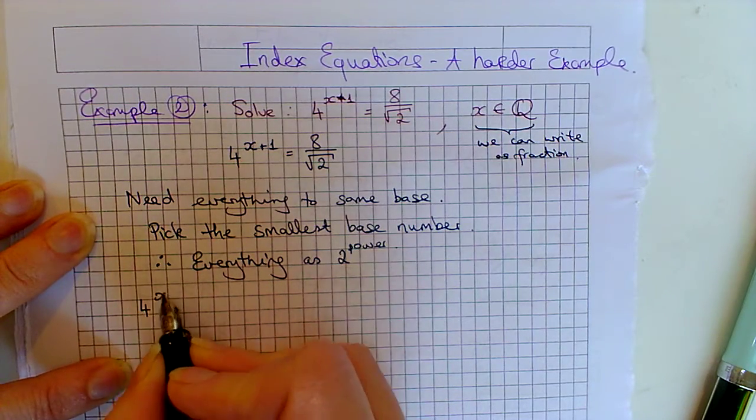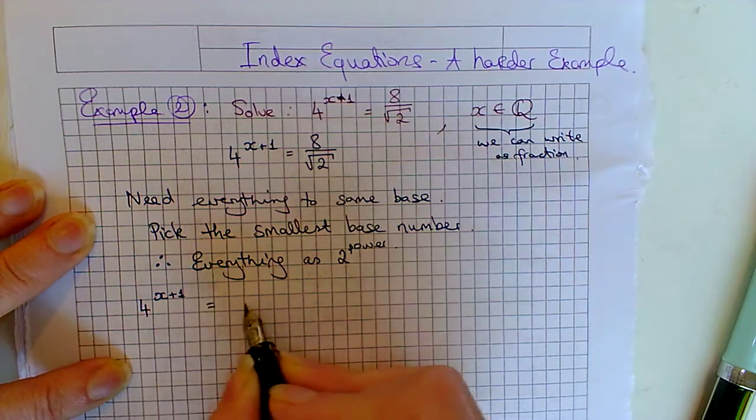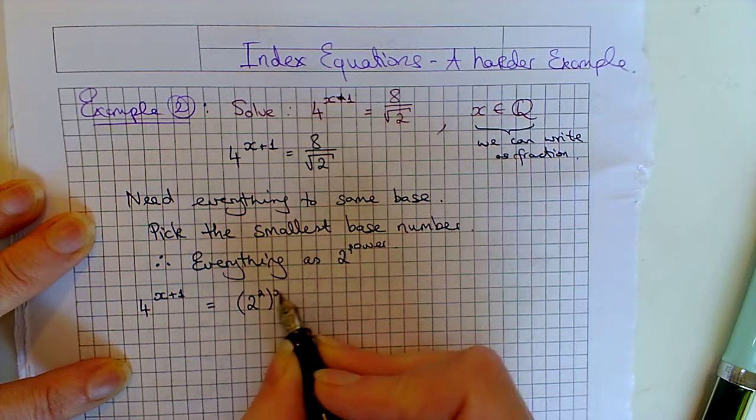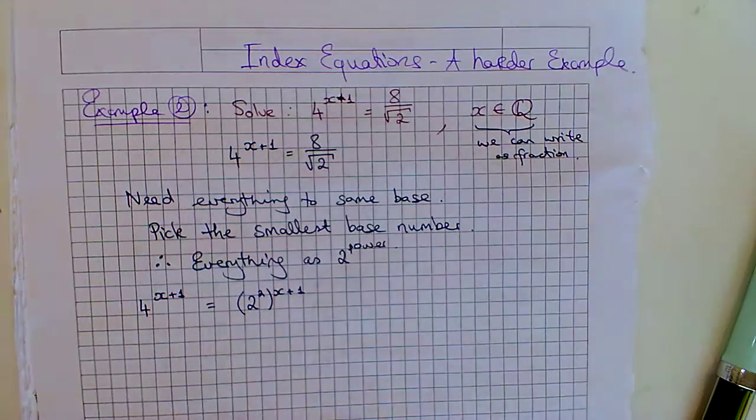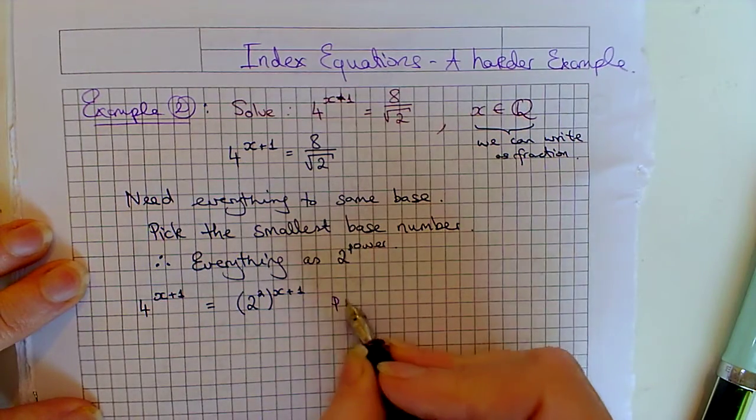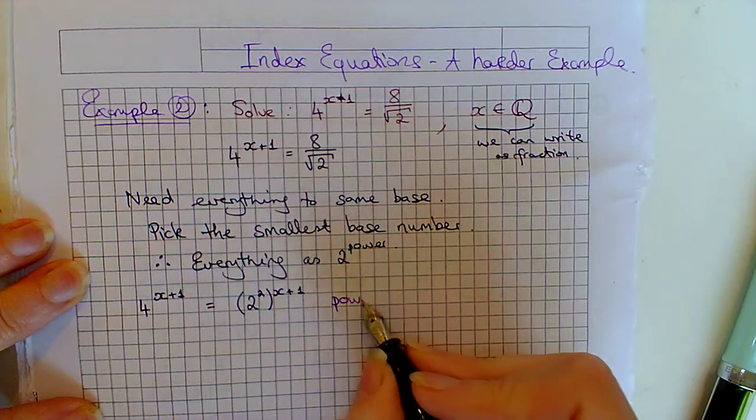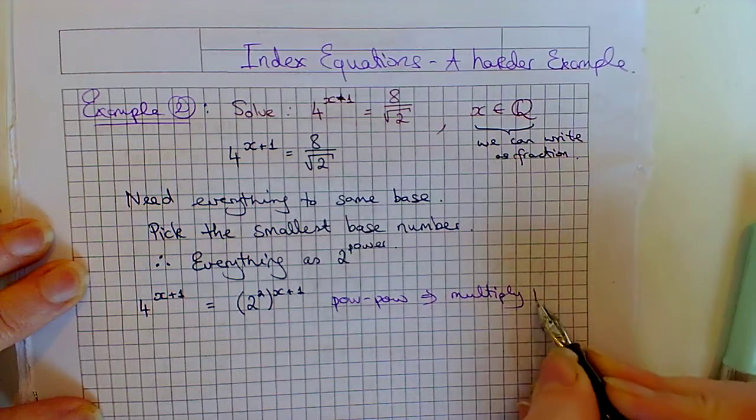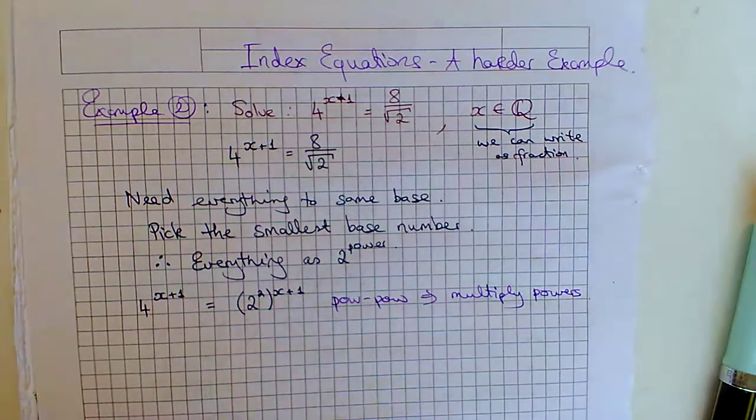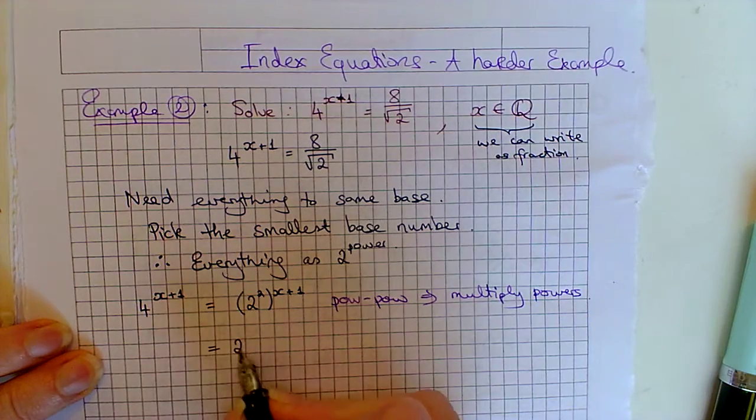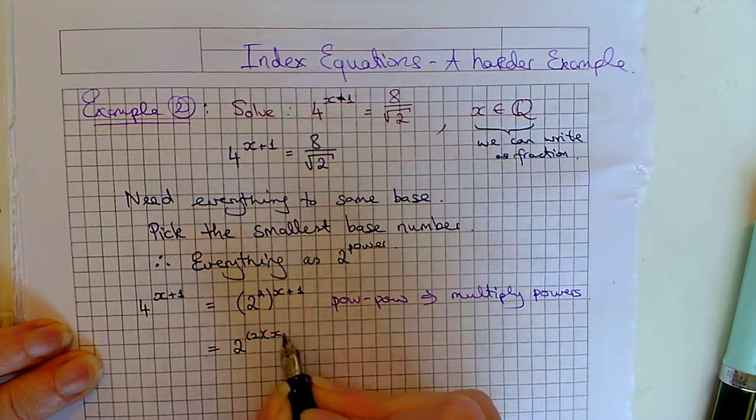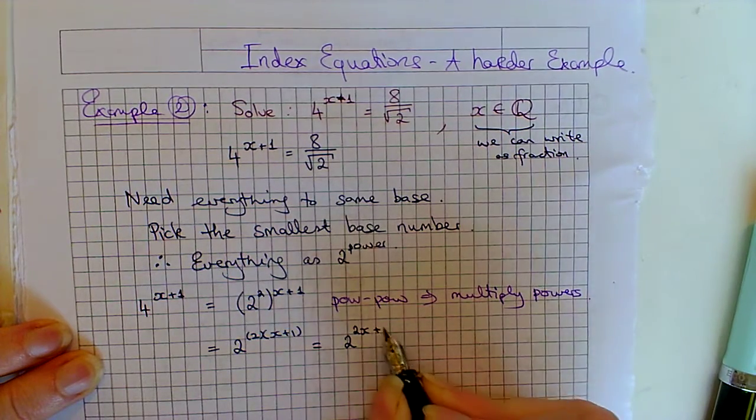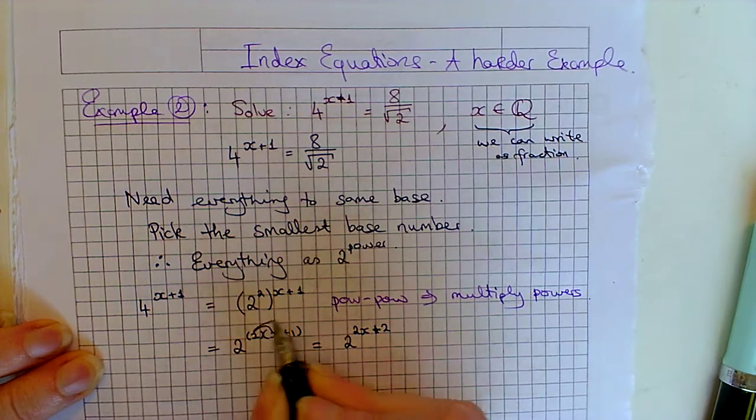4 to the power of x plus 1 is equal to, well, 4 as a power of 2 is 2 to the power of 2, all to the power of x plus 1. Now, a power to the power, this was law 3. A power to the power means we multiply. We must multiply our powers, which means that this is equal to 2 to the power of 2 times x plus 1, like that. And that is 2 to the power of 2x plus 2. What did I do there? I multiplied out my brackets.